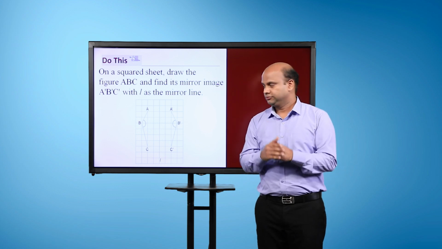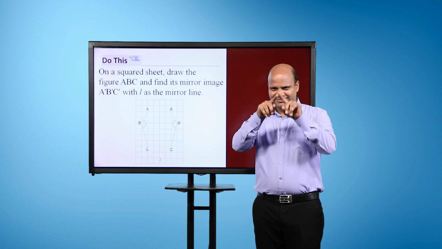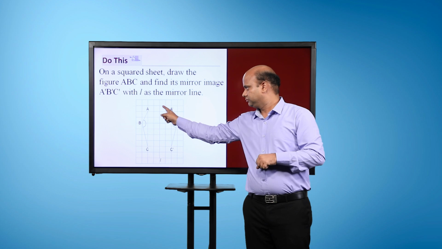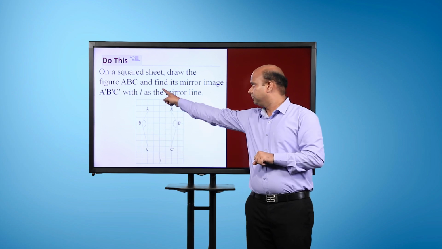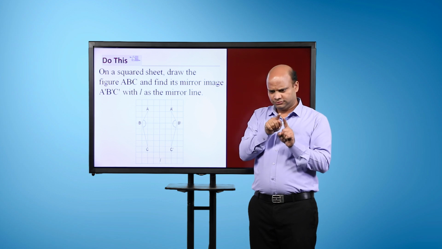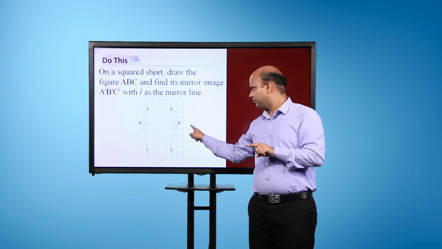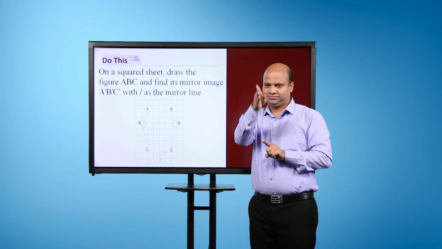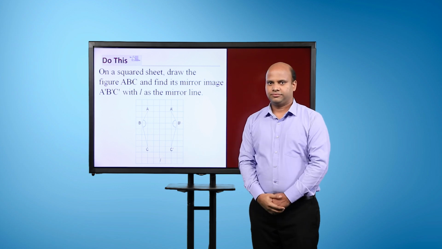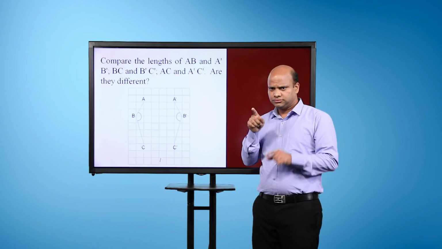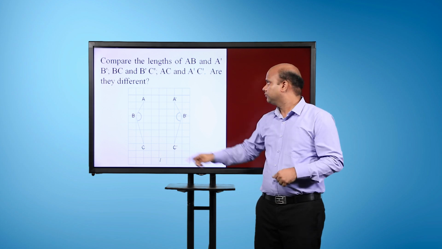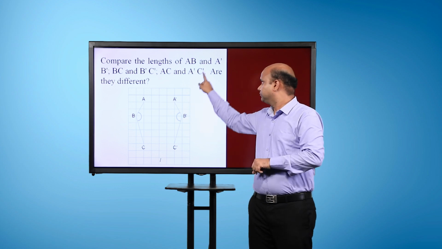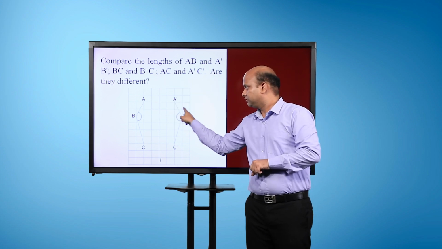Do this. On a squared sheet, draw the figure ABC and find its mirror image A'B'C' with L as the mirror line. Next to this, we have the picture of the figure ABC on a squared sheet. We also have the figure A'B'C' and L as the mirror line. Compare the lengths of AB and A'B', BC and B'C', AC and A'C'. Are they different?